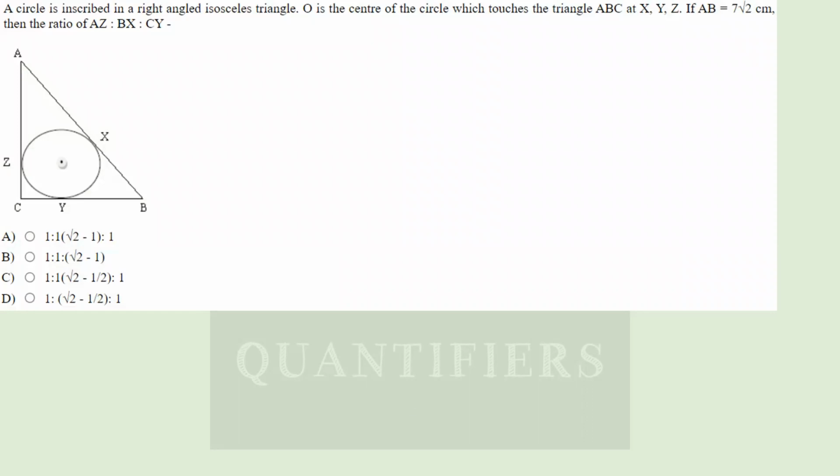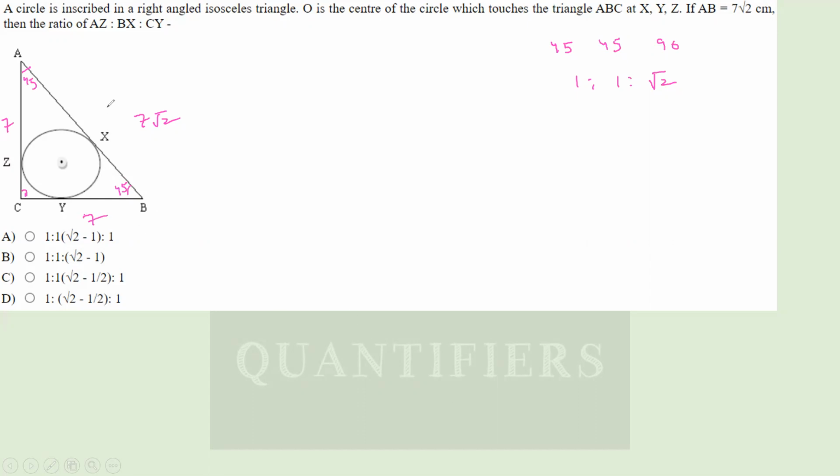Now this was a tough one. First of all, let us see. See, it is given that isosceles right angle triangle. So I hope all of you are aware of this. It will be 45, 45, 90 triangle. Right? Now, AB is given 7 root 2. So I hope all of you know that 45, 45, 90 sides opposite to them will be in the ratio of 1:1:root 2. So I can say that AC will be 7, BC will also be 7.